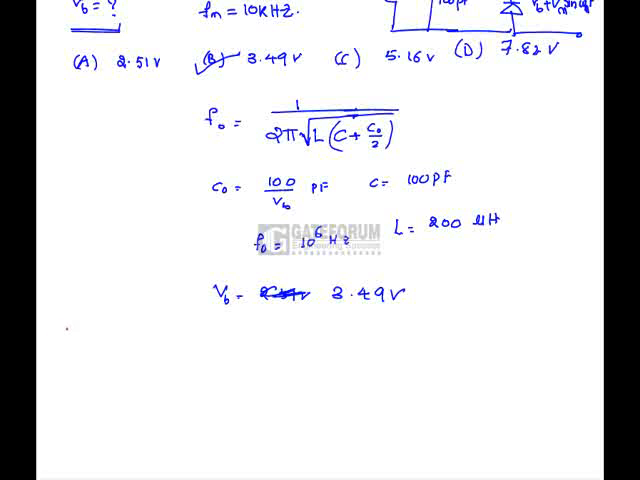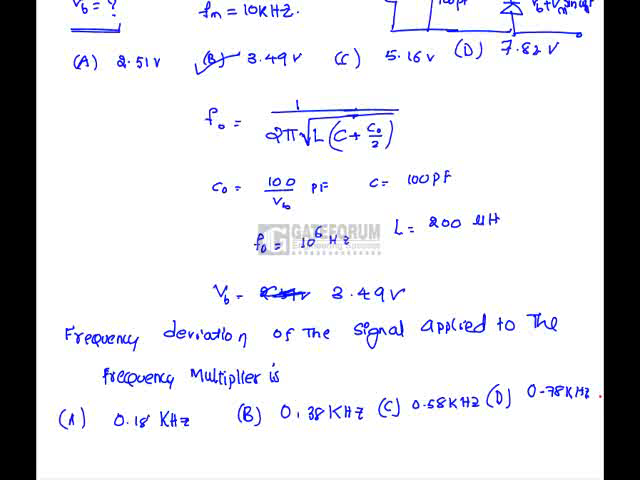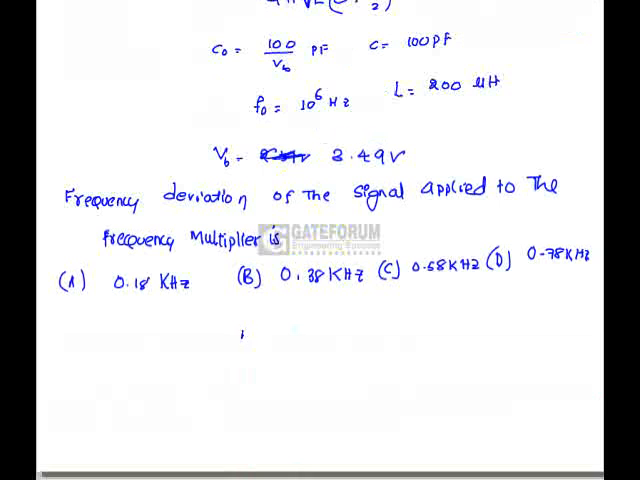Here we have to find the frequency deviation. So we have to calculate the frequency deviation of the signal applied to the frequency multiplier. At the output of the multiplier, we are getting an FM signal whose carrier frequency is 64 MHz and the modulation index beta is 5. Means before the multiplier beta is nothing but 5 by 64.